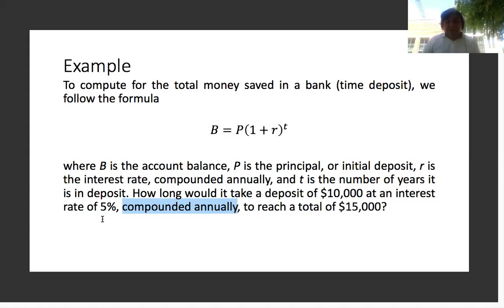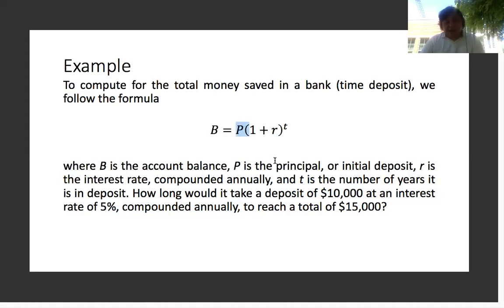All right, I think that's enough time for you to have paused the video. So now let's see whether you got the correct answer. The first part is to identify which of these numbers go into which letters. Let's start with the 10,000. The $10,000 is the initial deposit. That means this $10,000 is your P.